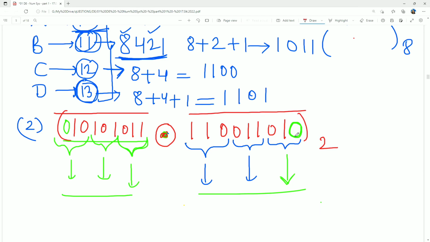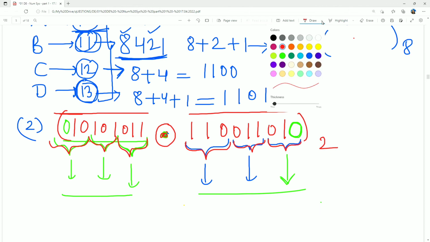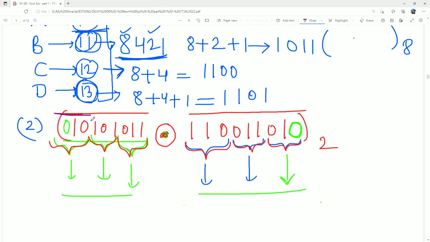For the right section, you will have to start making groups from left to right, like this, and if there is a lack of digits, then you can add 0. Similarly, for the left section, you will have to make groups from right to left, like this. And again, if there is a lack of digits, then you can add 0 over here. Now, you have simple individual groups of 3 bits. This is your first group, second group, third group, fourth group, fifth group, and sixth group.